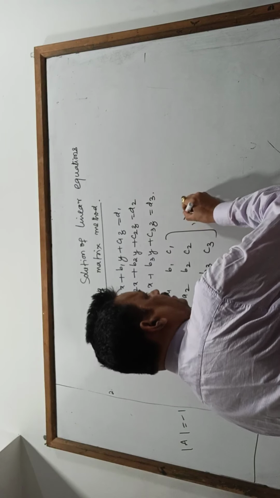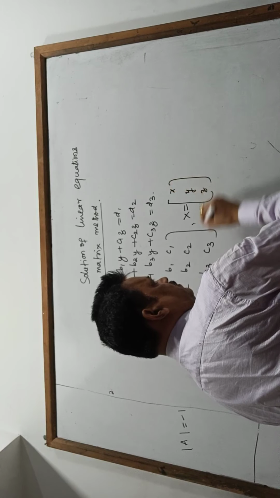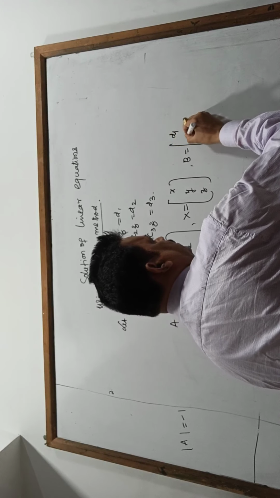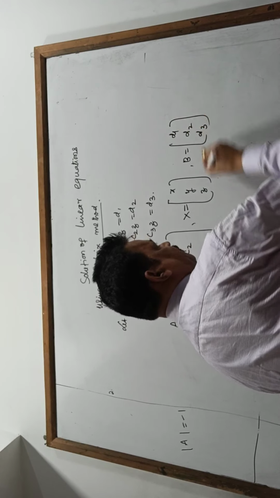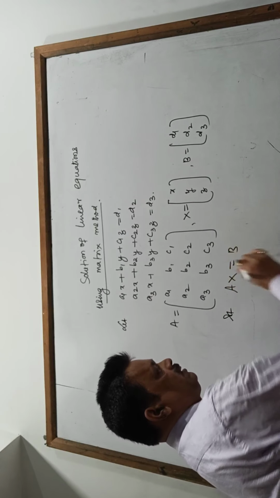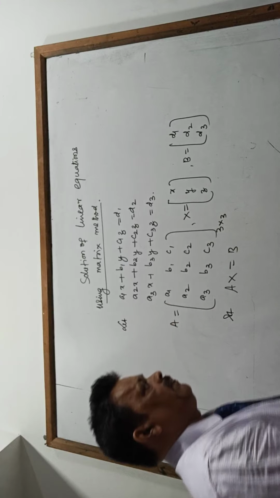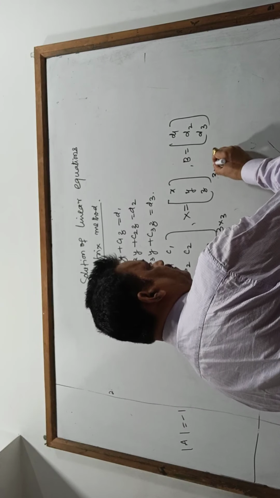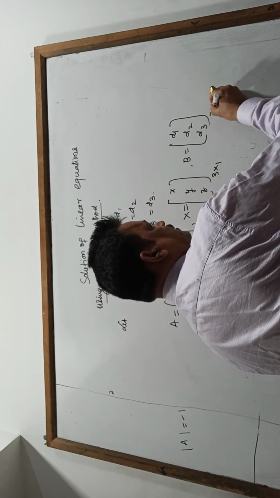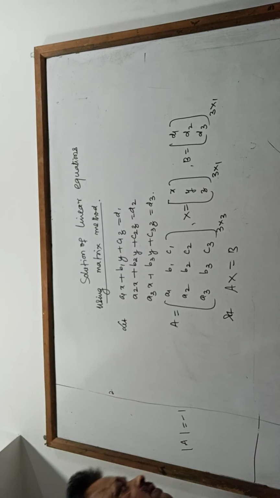Let X is a matrix of three variables x, y, z. Then B is a matrix d1, d2, d3, such that AX equals to B. Look at this, A is a 3 by 3 matrix, and this is a 3 by 1 matrix. So B we have to write in the form of 3 by 1 so that multiplication is possible. Okay, now here are the conditions.